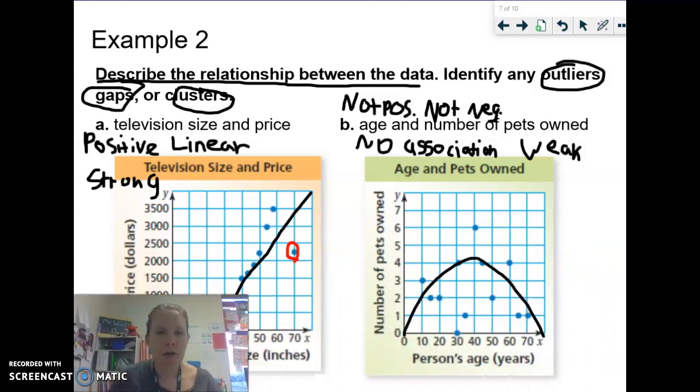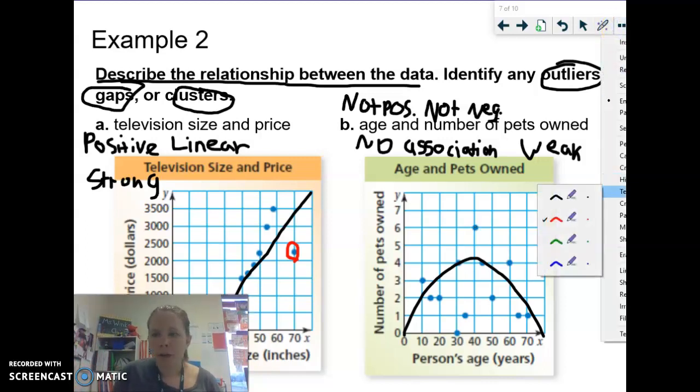On this one, now, it is hard to identify outliers on a weak or a non-associated graph, okay? So in this case, I'm going to say there are no outliers because it's really hard to tell. I don't know, would this be the outlier? Would this be the outlier? It's hard to tell because it's so spread out and there's no association with it. So I'm just going to say no outliers for this one.